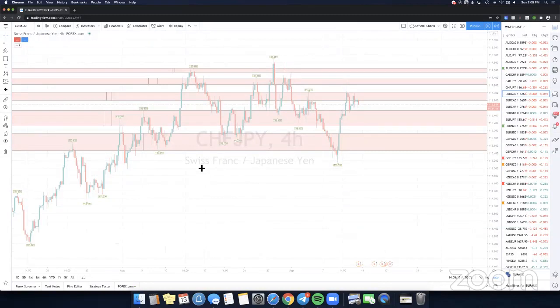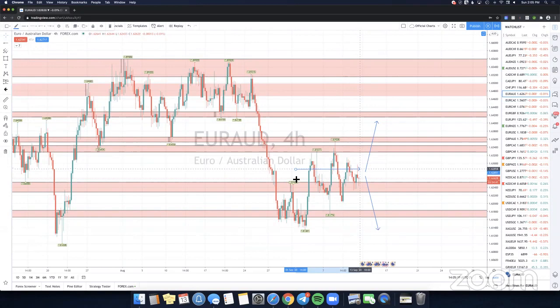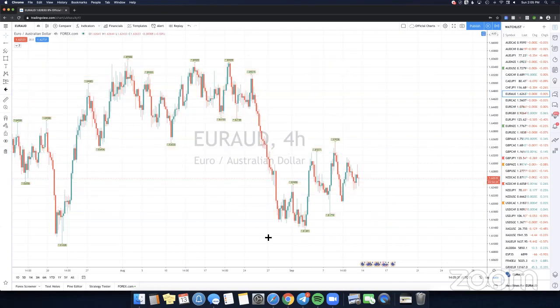Euro Aussie over here. And this is exactly what I went over during the webinar, I think a couple weeks ago on the first, and I told you guys it was probably going to go sideways. That's exactly what happened here. So we'll have to wait until it breaks out. But let's go back and draw these zones. So zoom out of here.